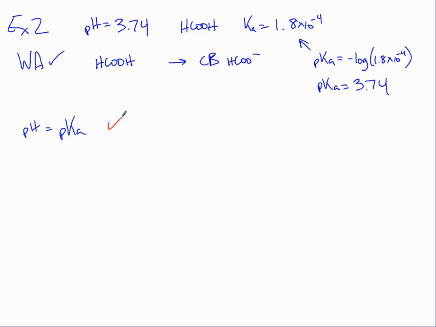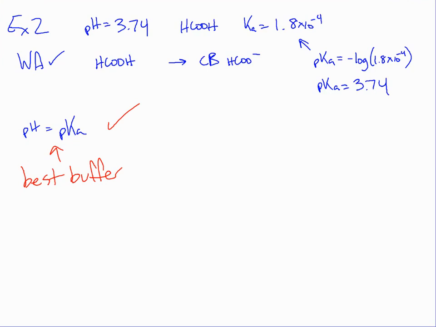And so this relationship is good. This is the best buffer when the pH equals the pKa. So if you want a buffer for a pH of 3.74, formic acid is a great choice. If you wanted a buffer at 3.74, acetic acid would probably not be a good choice because its pKa is about 4.74, and so it's way out of the range.